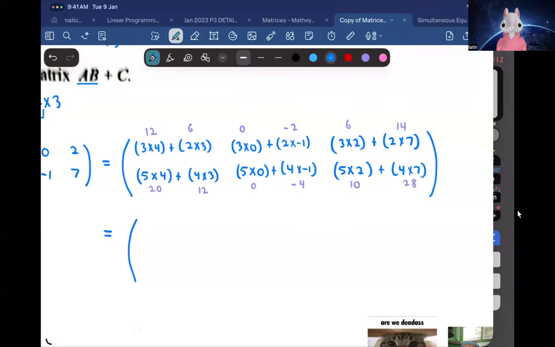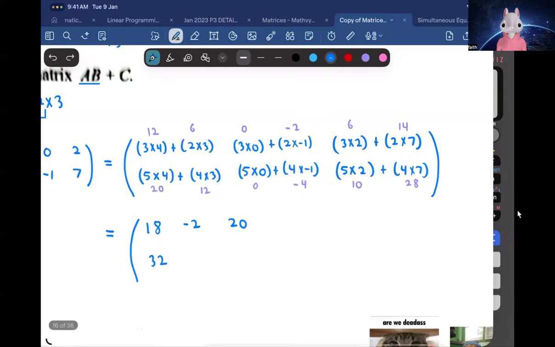So my answers are going to be 12 plus 6, which is 18. 0 -2 is just -2. 6 plus 14 is 20. 20 plus 12 is 32. 0 -4 is -4. 10 plus 28 is 38. Right?